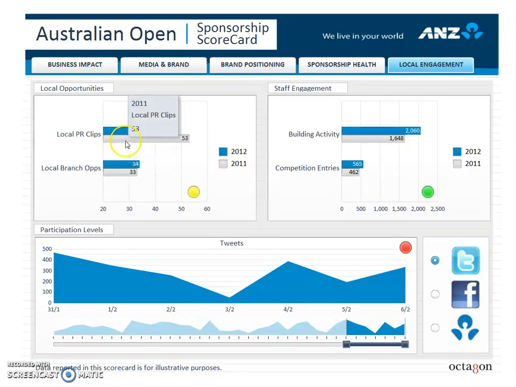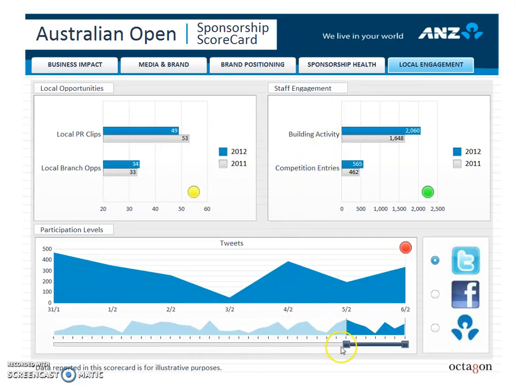And then finally, some data on local engagements. So we provided information that comes from the media tracking agency that the bank uses that measures the total number of PR clips generated off the back of the sponsorship, and also local branch opportunities for promotion, so for things like appearances by their ambassador, Novak Djokovic. We can also look at staff engagement, so the activity to run promoting the Australian Open involvement for ANZ staff specifically, through things like activities within their headquarter building in Melbourne and promotional competition entries.